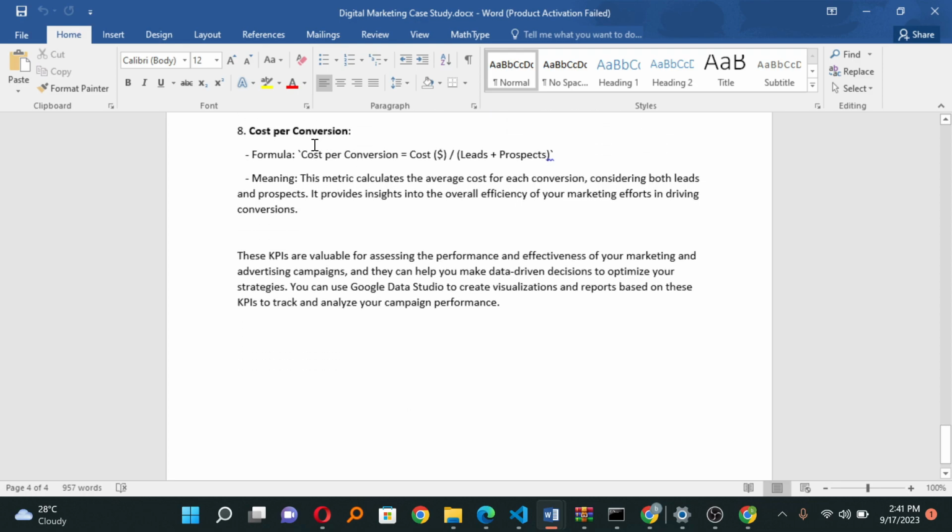Now the cost per conversion. Cost per conversion is equivalent to cost divided by leads plus prospects. This metric evaluates the average cost for each conversion, considering both leads and prospects. So it shows the efficiency of our marketing efforts in driving the conversion.